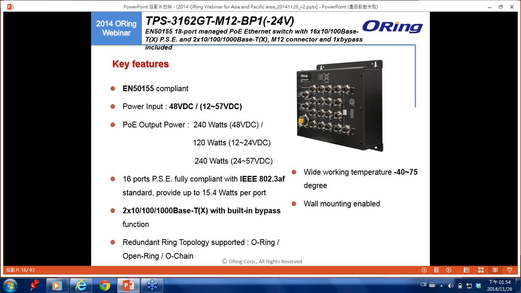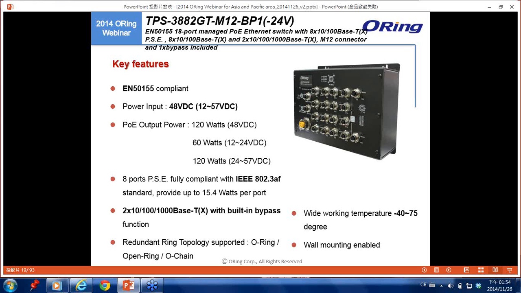For this model, the PoE standard is 802.3af and 15.4 watt per port maximum. And we also have, as I mentioned, 1 pair of bypass ports, totally 2 ports. And as you can see from the product picture, it's on the right hand side here, on the additional 2 gigabit ports. And the working temperature is from -40 to 75 degrees Celsius.